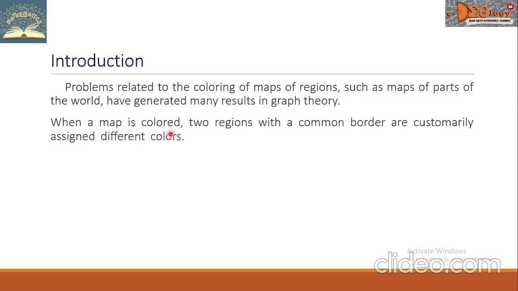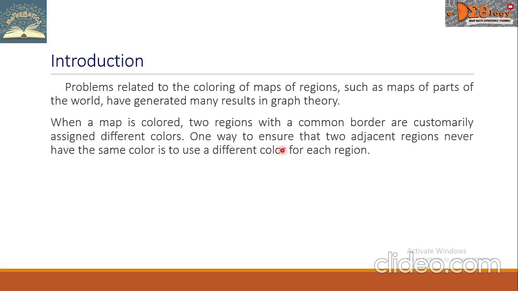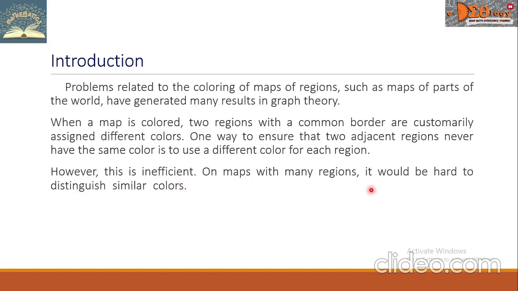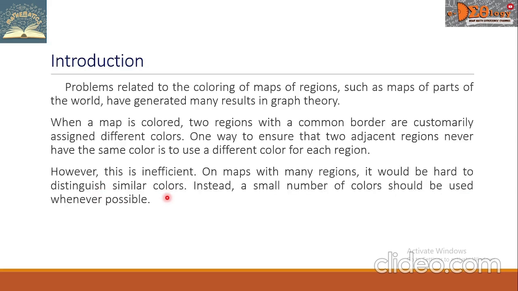When a map is colored, two regions with a common border are customarily assigned different colors. One way to ensure that two adjacent regions never have the same color is to use a different color for each region. However, this is inefficient. On maps with many regions, it would be hard to distinguish similar colors. Instead, a small number of colors should be used whenever possible.